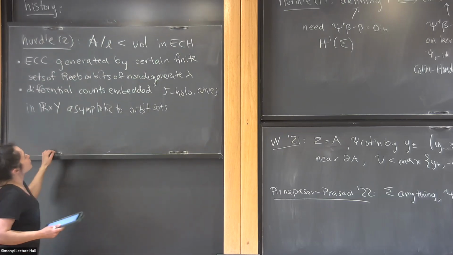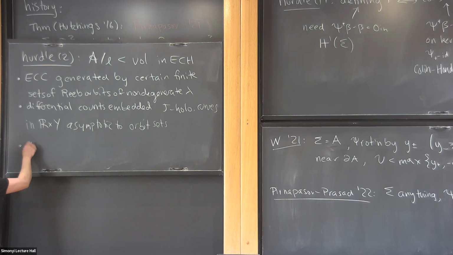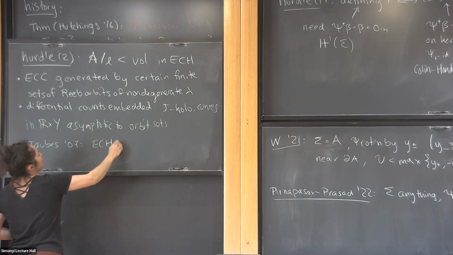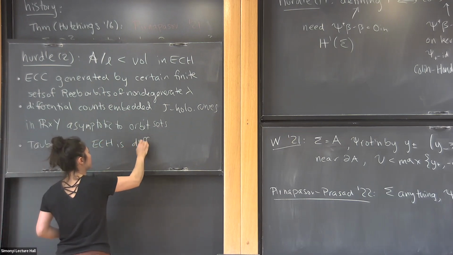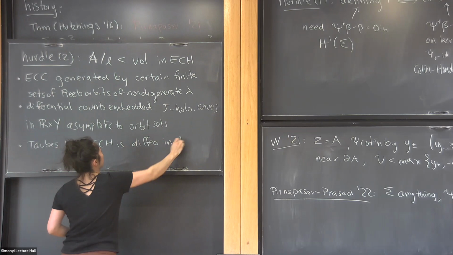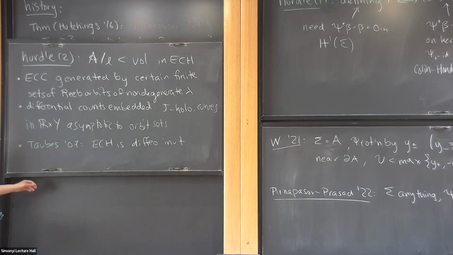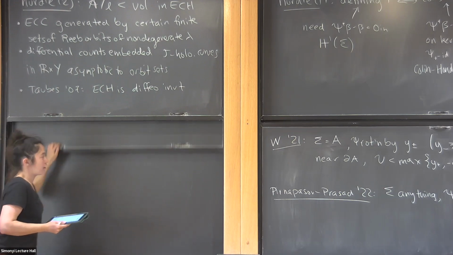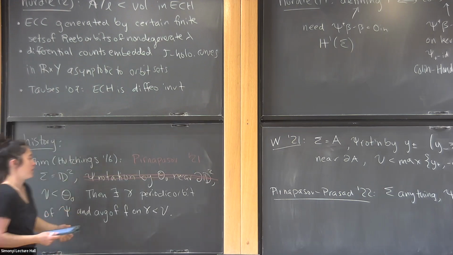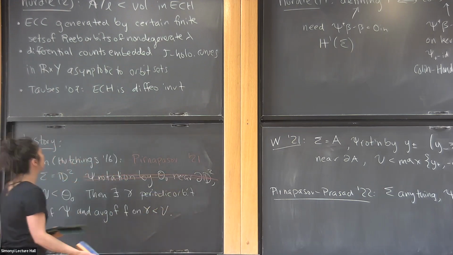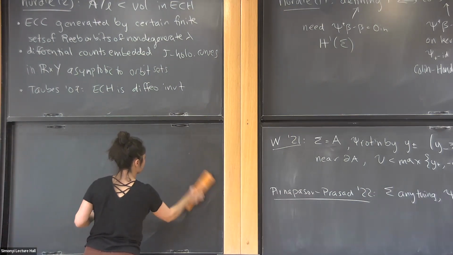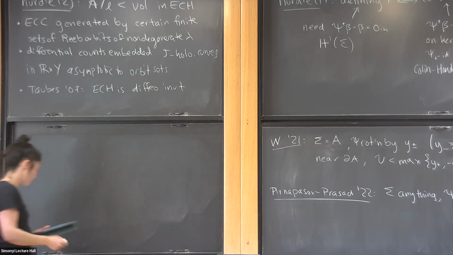Oh, I guess I should say, this is due to Taubes, I think 2007. ECH is a diffeomorphism invariant. So there are all these choices that you've made, but they didn't matter in the end. You're just going to get the same thing as long as you have the same manifold.